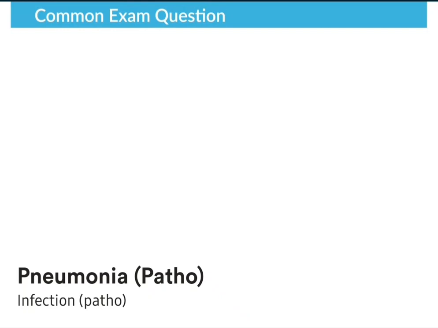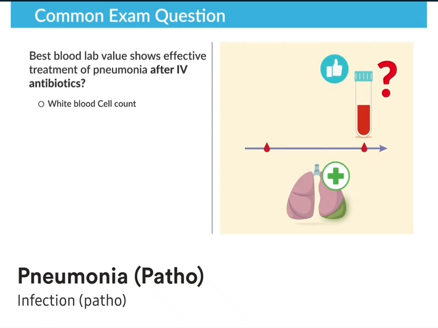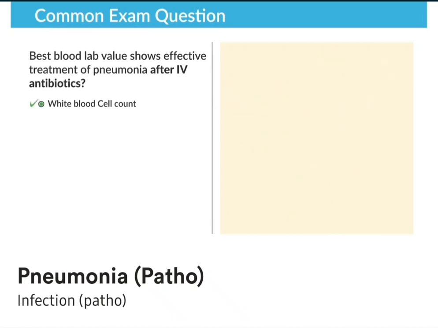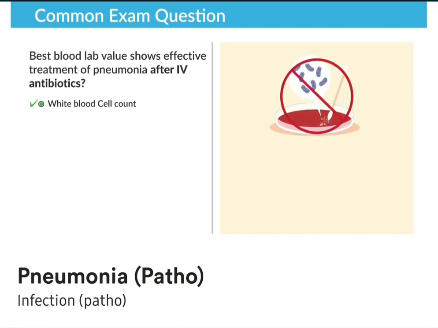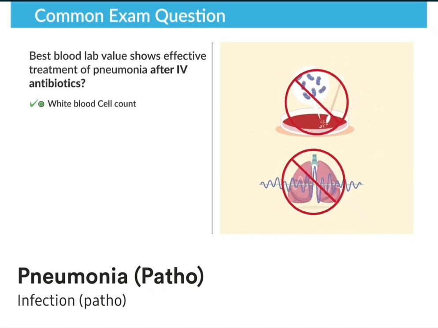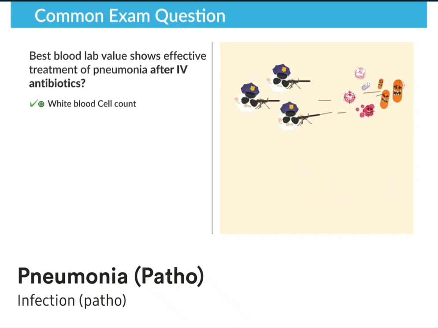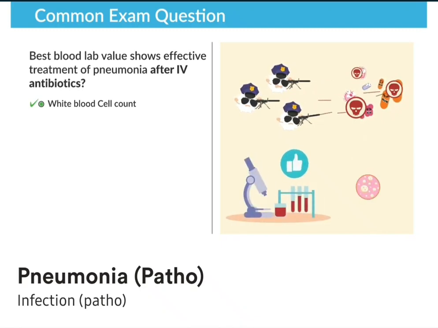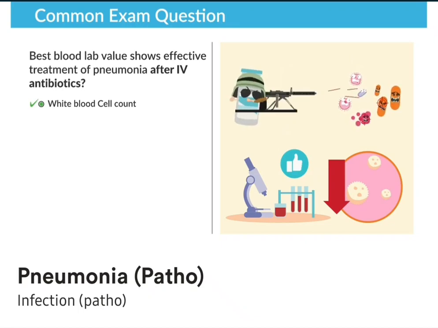And another common exam question here. The best blood lab value shows effective treatment of pneumonia after IV antibiotics. And the key term was white blood cell count. So for this particular question, it's not a sputum culture and it's not lung sounds. This question asks for a lab value for the key term after IV antibiotics. This will reflect a killing off of the infection inside the blood. So the best lab value reflects a decrease in WBCs, meaning a decrease in the army or defenses the body needs to fight the infection, since the antibiotics kill the enemy invaders.